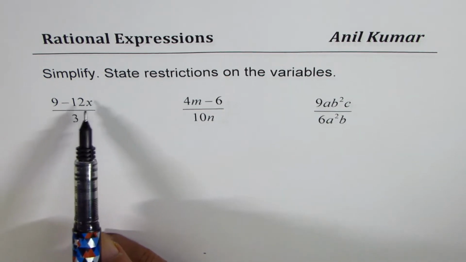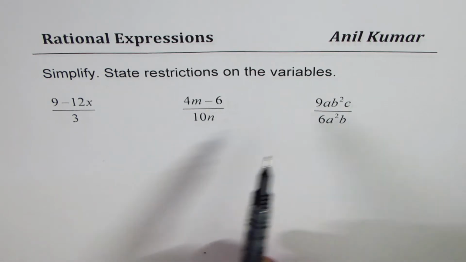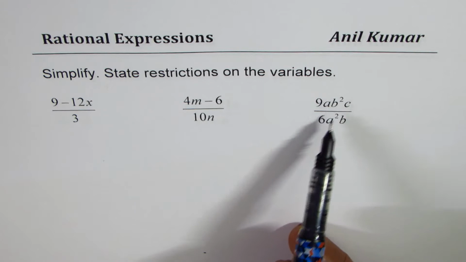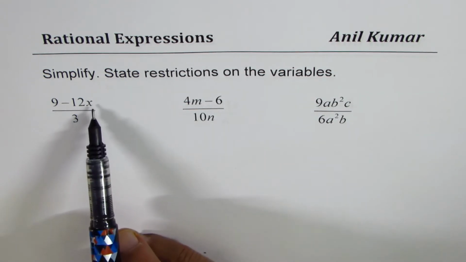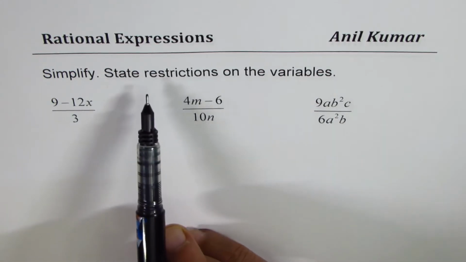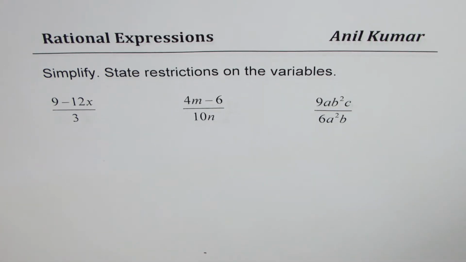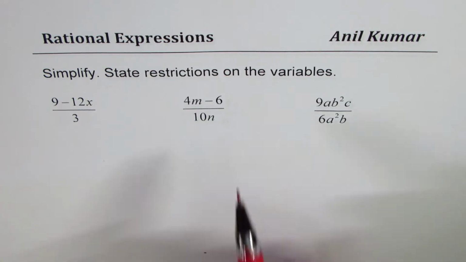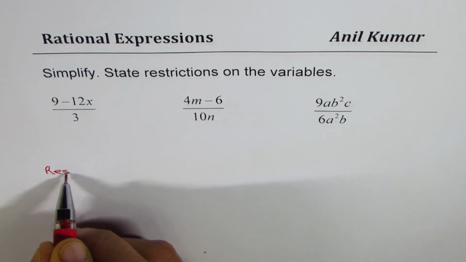First one is 9 minus 12x divided by 3, then 4m minus 6 divided by 10n, and 9ab squared c divided by 6a squared b. All these lowercase letters which I have shown here are the variables, and you get restrictions when the denominator becomes 0, right? So let's begin with the restrictions part first, and then we'll simplify it. And that is how it should normally be done. So let me write down the restrictions first, right?